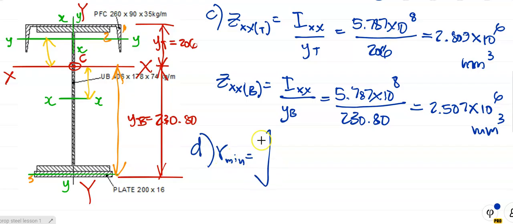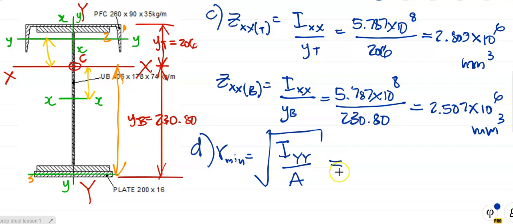is equal to, what's R min equal to? It's equal to the square root of the smaller of the two second moments of area. And what's the smaller value? The smaller value is IYY, over the total cross-sectional area.